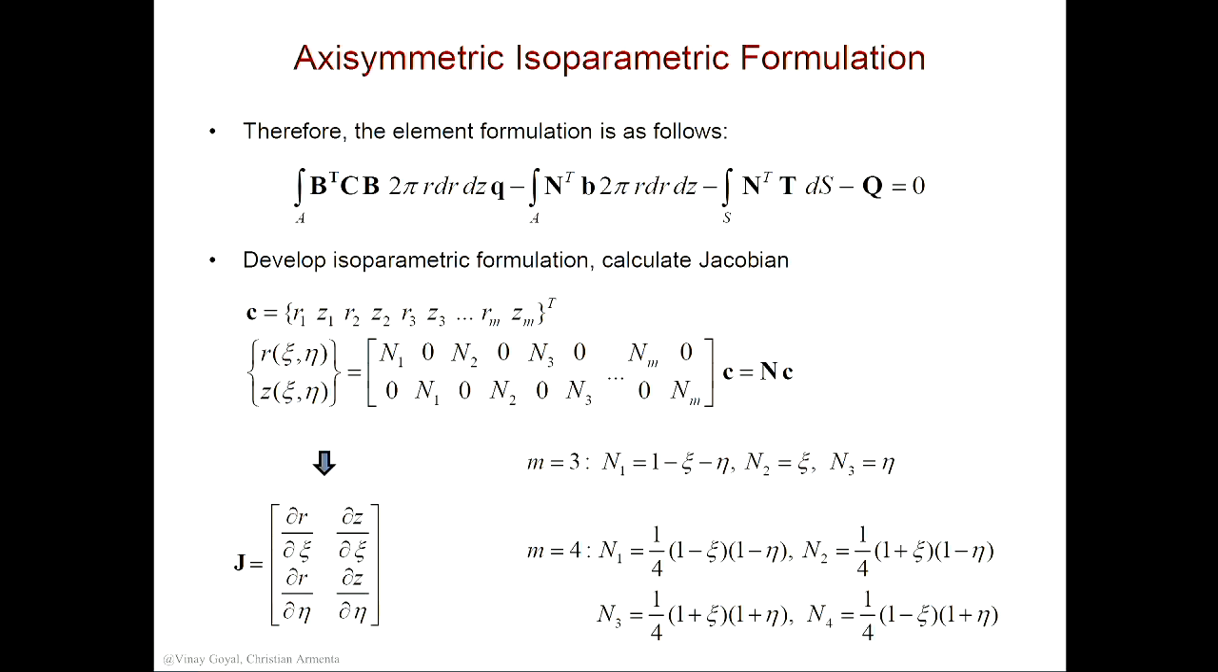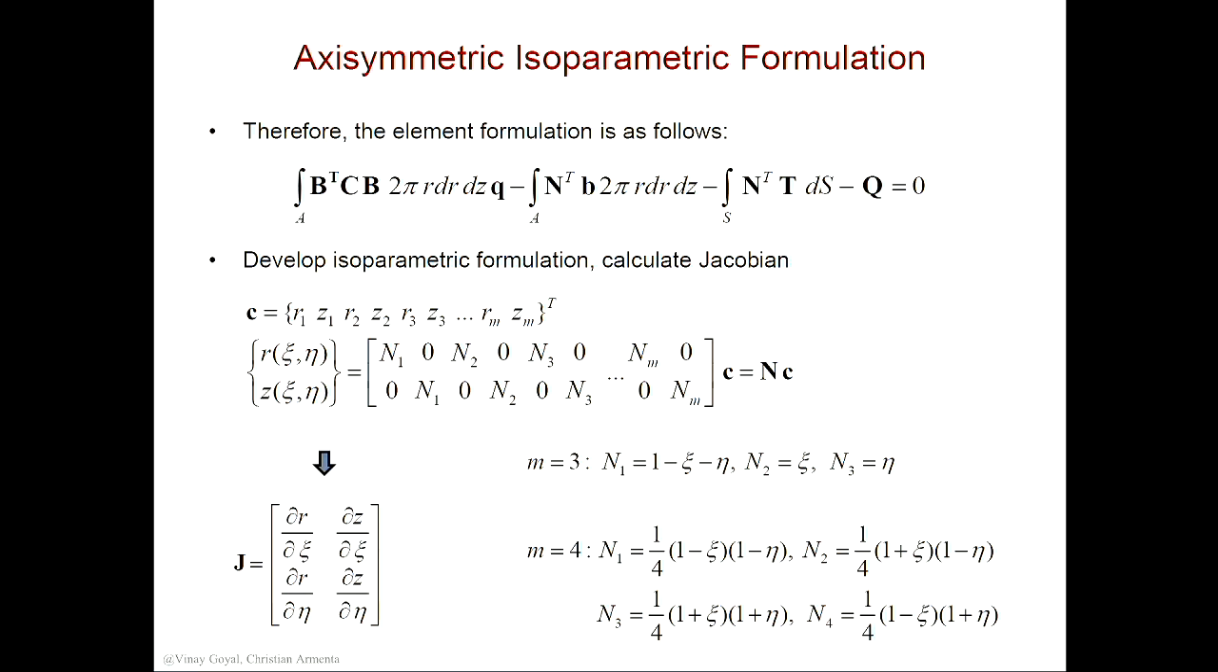Therefore, the element formulation is as follows. So you have this equation here. Now I'm going to go to isoparametric formulation because it's convenient. My book, for a triangular element for example, instead of using the R and S coordinate system, we don't want to do that, because R means radial coordinates here. You don't want to mix the R in isoparametric with the R here, which is radial. So by convention for axisymmetric modeling, we use psi and eta for isoparametric formulations.